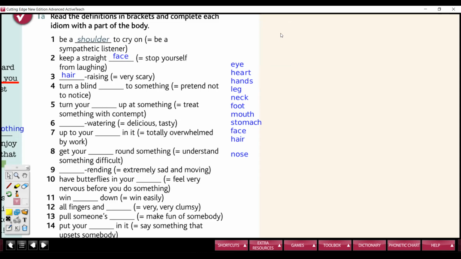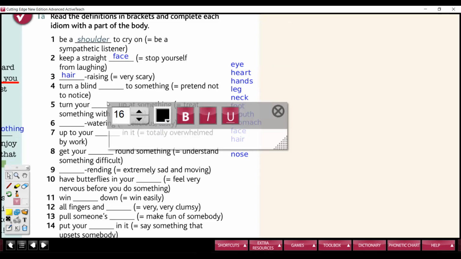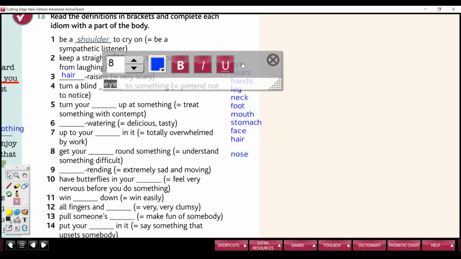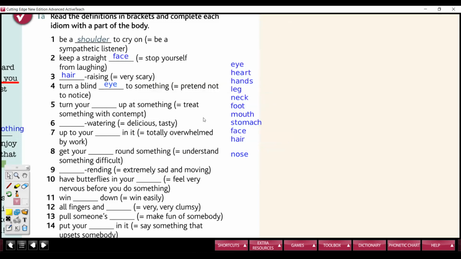Number 4, turn a blind eye to something. Very good. Yeah, it's like pretend not to notice. Like when we say, how would you say that in Spanish, guys? Como hace el ciego, algo así. Hacer la vista gorda, algo así. Yes, Diego, that one is very colloquial. Hacerse el de la vista gorda. Es hacerse el que no se da cuenta, el que no ve. Very good. Awesome. Turn the blind eye to something.